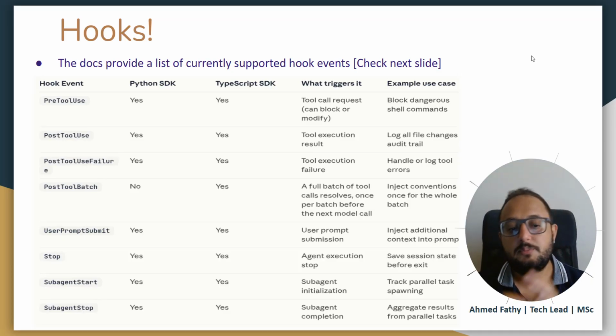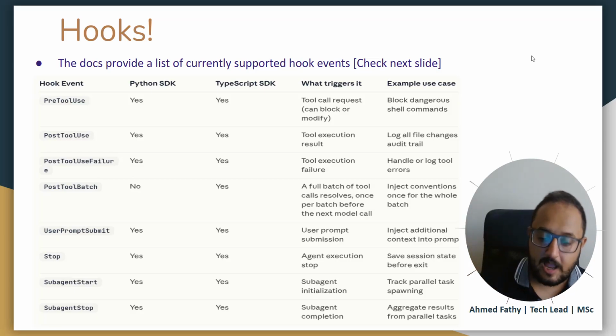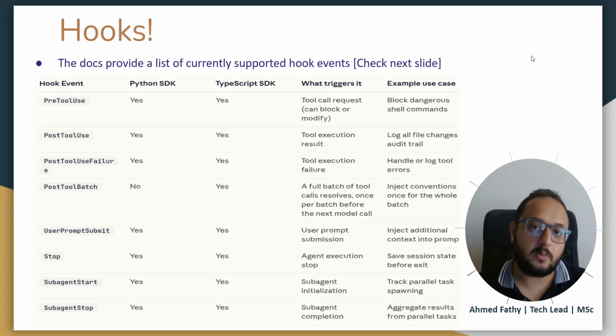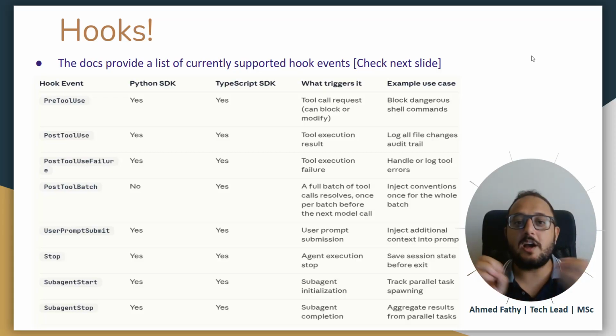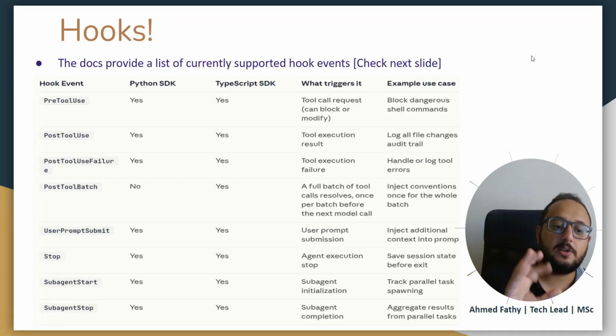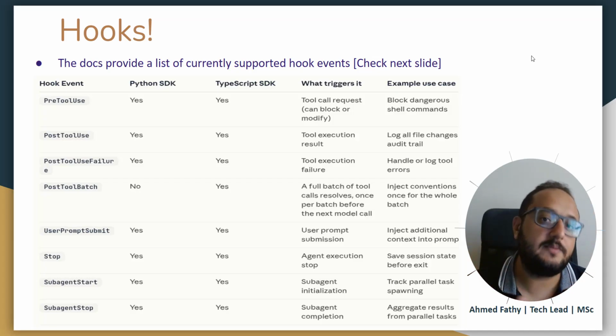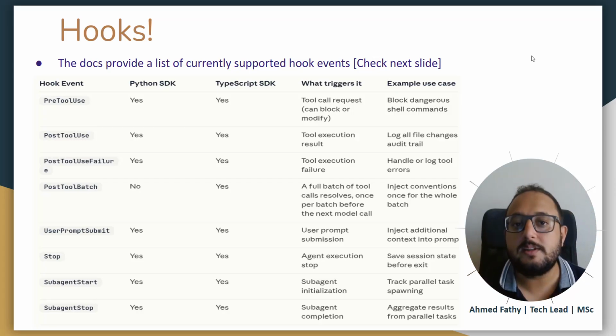The documentation provides a list of currently supported hook events. We have a couple of those, and we'll walk through them one by one so that you are aware of what exists. For example, you have a hook event called pre-tool use. You can hook a callback whenever a tool is being called, or before a tool is being called, and you can obviously have a matcher to run it only for specific tools if you want. For example, only for the edit tool or the bash tool and so on, and we will see some examples.